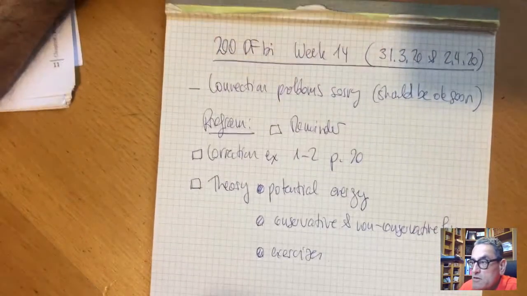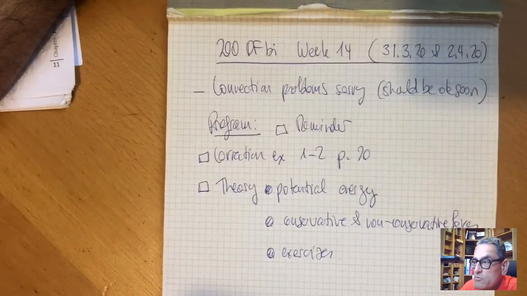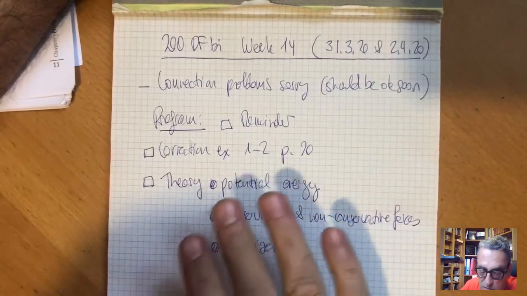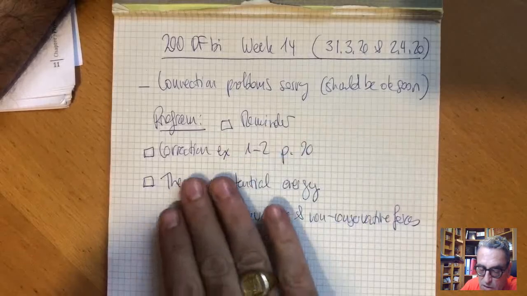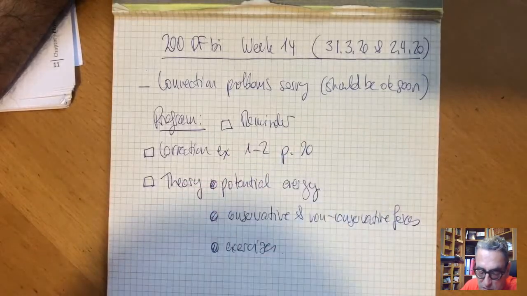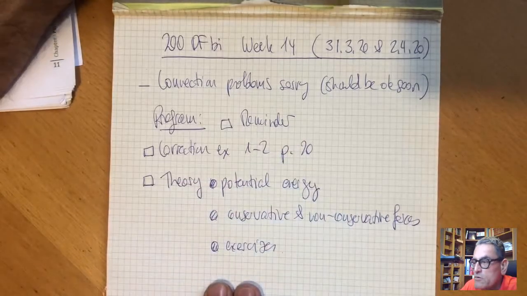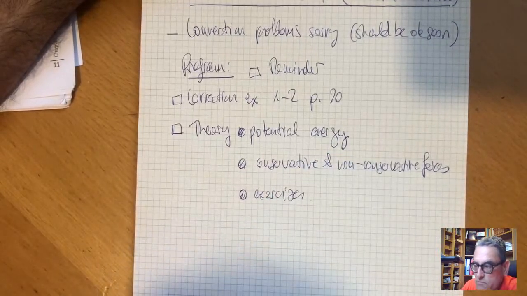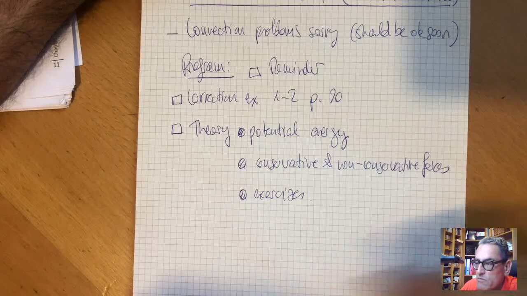Okay, so the class that we should have had yesterday is about, well, I will start with a reminder, then we will correct the exercises on page 20, and then we will continue with theory and exercises about potential energy and conservative and non-conservative forces.